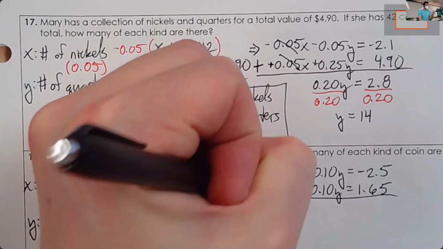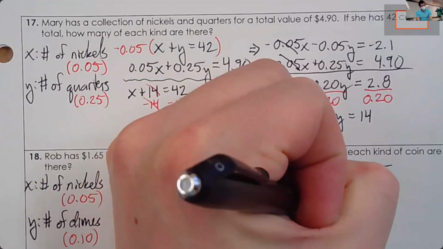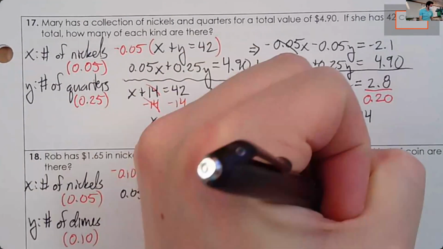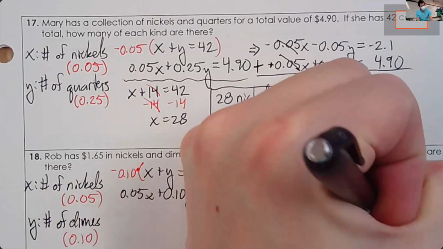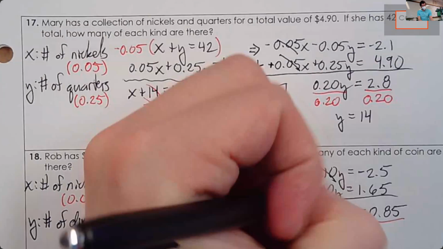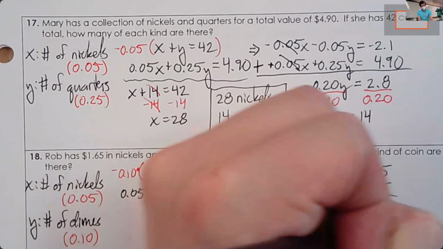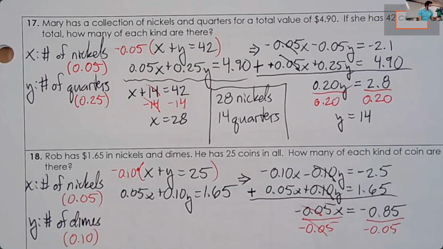Everything is lined up. We have opposite values in front of the y variables. So when we add these together, we're still going to have x. And negative 0.10 plus 0.05 is negative 0.05. So negative 0.05x. The y variables cancel out altogether. And negative 2.5 plus 1.65 is negative 0.85. To get x by itself, we'll divide both sides by negative 0.05. Means that x equals 17.